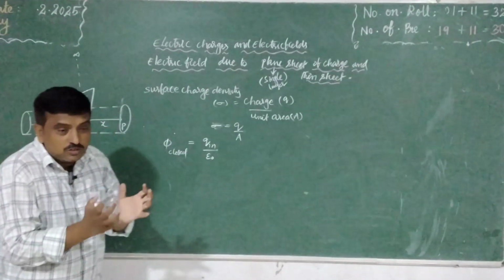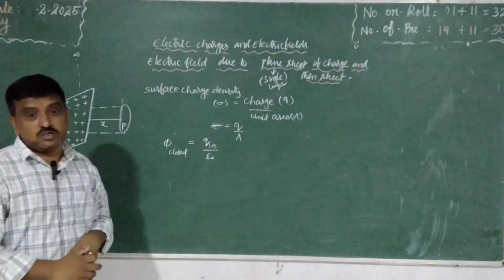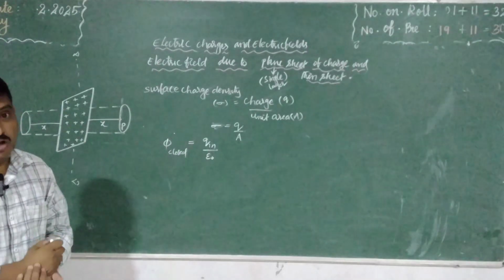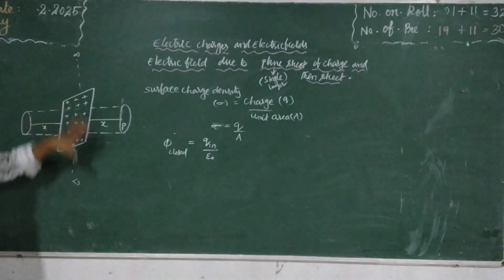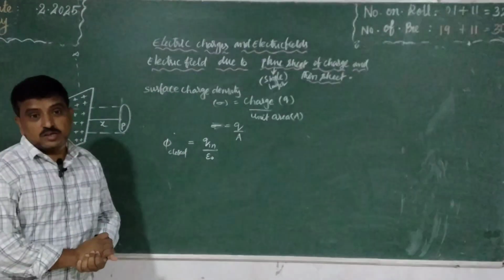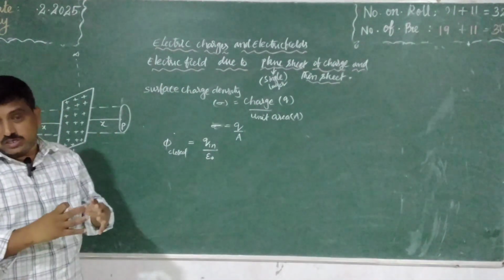So this is the use here. For 1 meter square, how much charge is there? For finding that, we can use surface charge density. For example, for 2 meter square area, how much charge is there? 2 sigma. For 3 meter square area, what is the charge? 3 sigma. It is an infinite sheet, so that's why we can use sigma. By using this surface charge density, we can calculate the charge in this plane sheet.